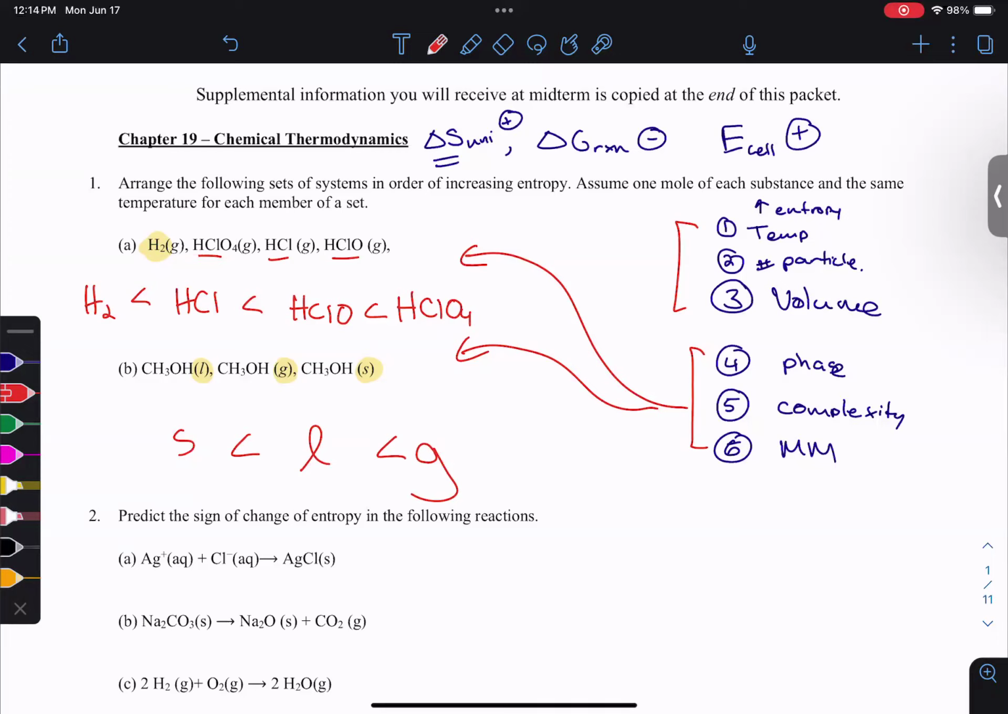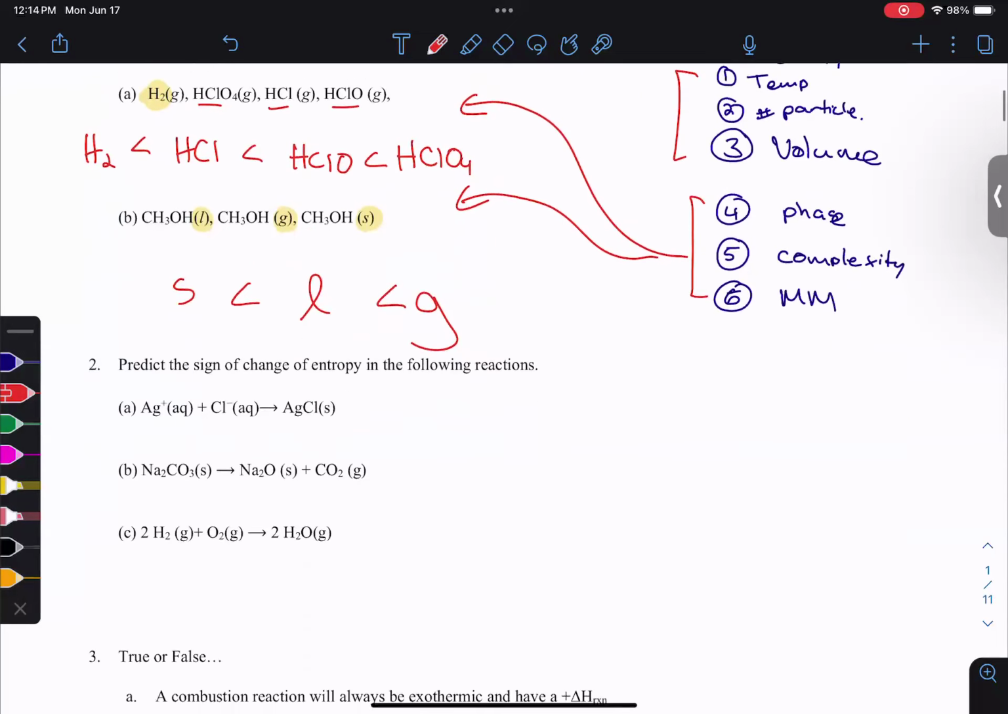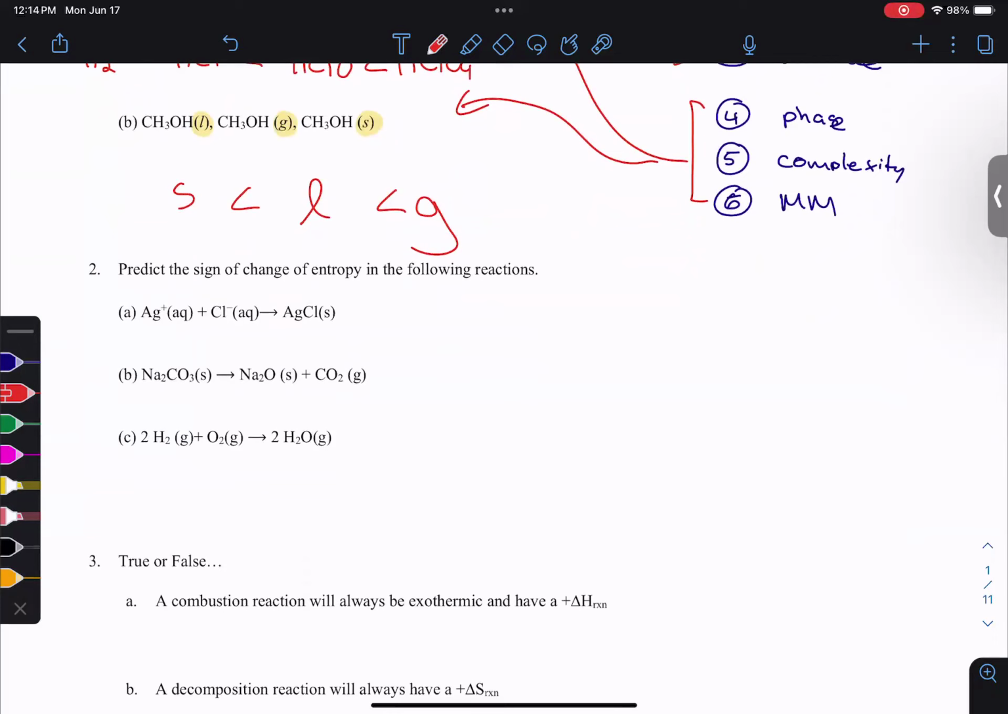All right, so that's a common exam question, ordering them. Again, notice that you're going to assume temperature, number of particles, and volume stay the same for all of those. Same thing for this next one. Here, I'm assessing the same thing, but in the context of a chemical reaction. I'm asking you, how is entropy changing from reactants to products?